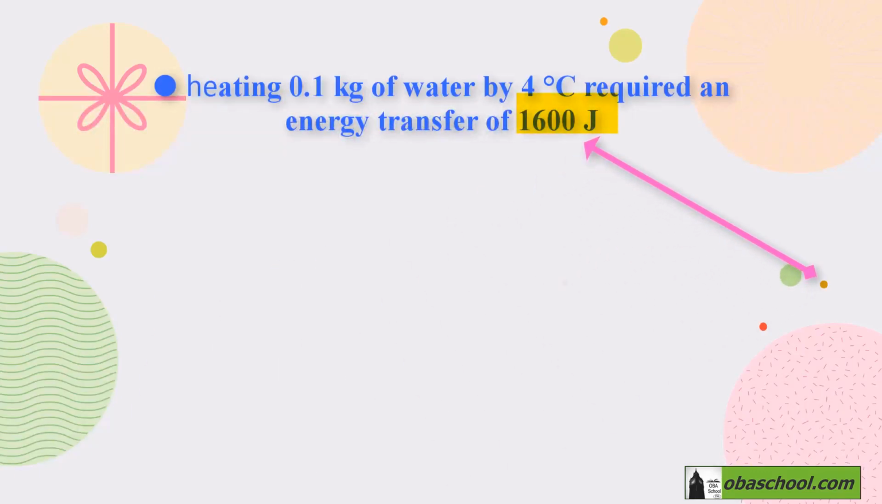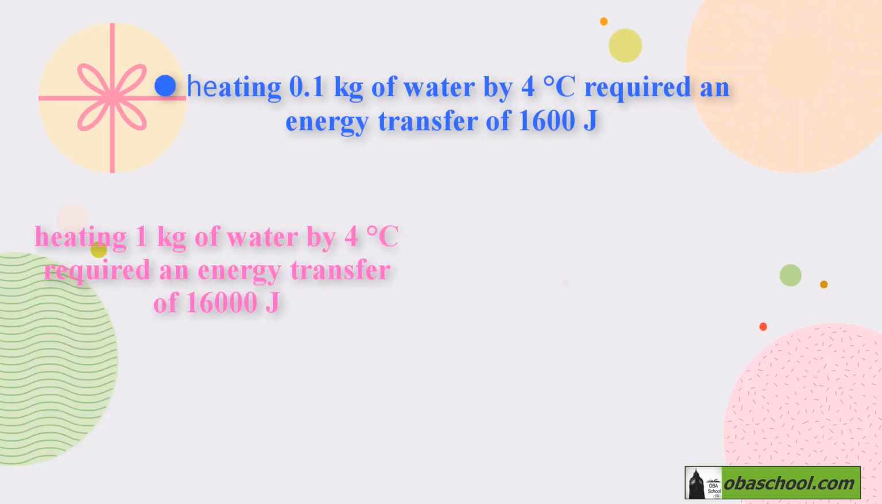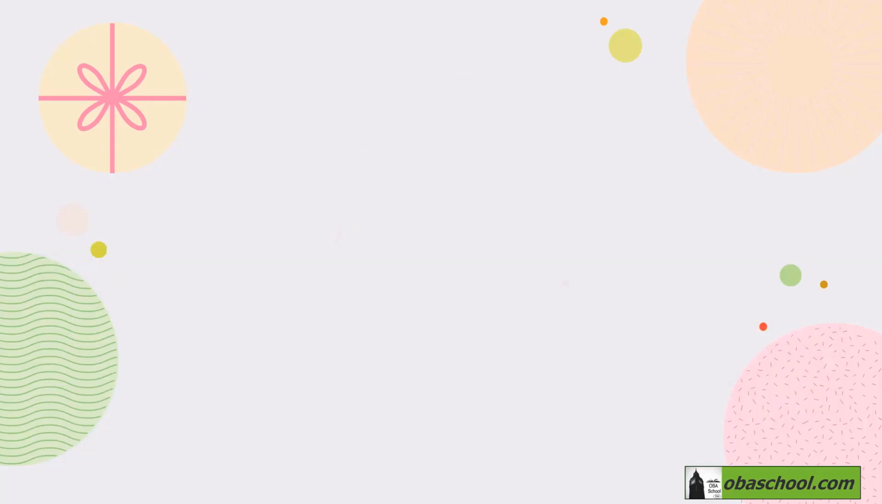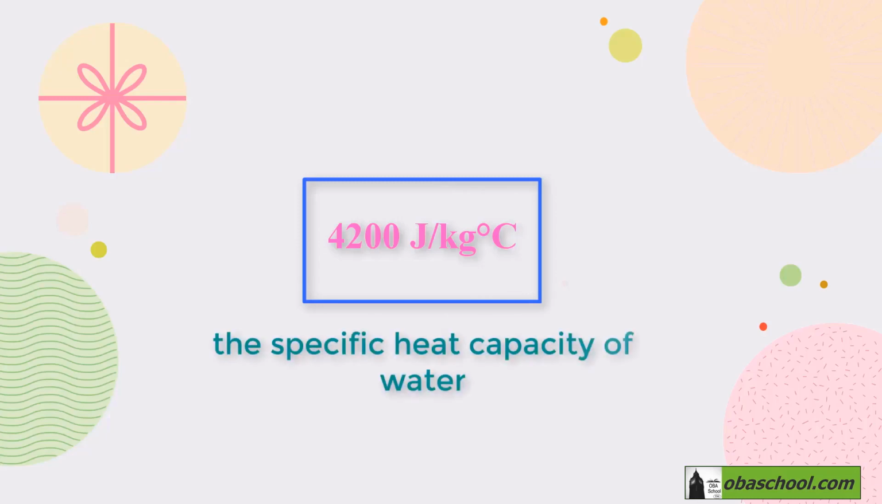If we multiply this value by 10, we obtain that heating 1 kilogram of water by 4 degrees Celsius required an energy transfer of 16,000 joules. And if we divide this value by 4, we obtain the amount of energy needed to raise the temperature of 1 kilogram of water by 1 degree Celsius. It is equal to 4,000 joules. More accurate measurements would give 4,200 joules per kilogram per degree Celsius for water.